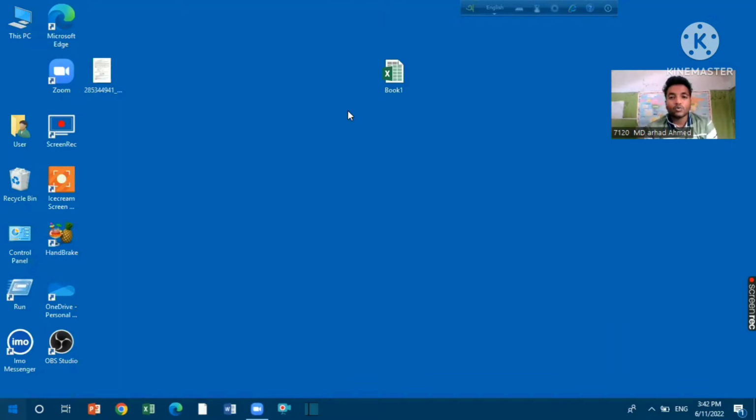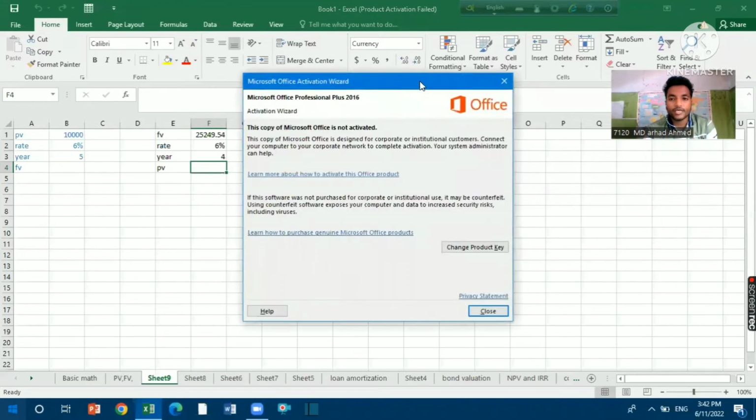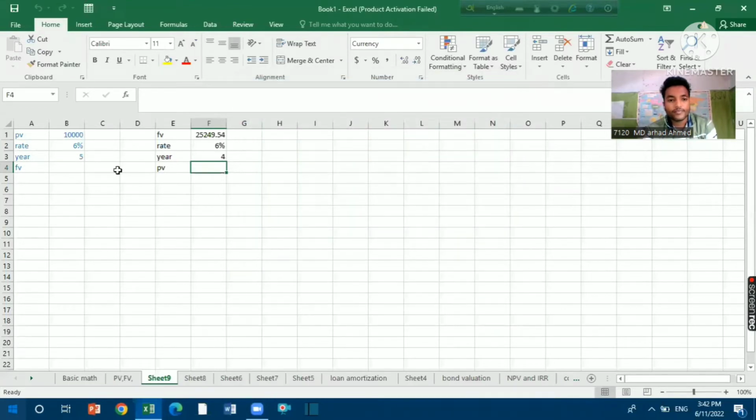Today I will show you how to calculate mathematical problems in Excel. I will show you how to solve mathematical problems of time value of money. At first we have to open the Excel file. Here you can see two types of problem. One is how to calculate the future value from the initial investment, and the second requirement is how to calculate present value from future amount.